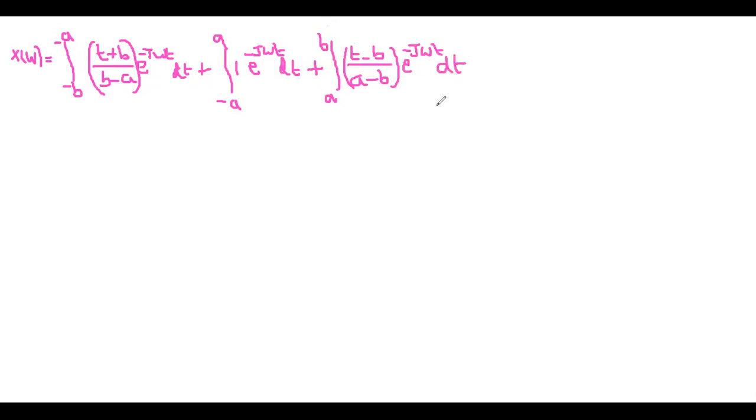Okay, my dear students. These are the actual Fourier transformation of the signal x of t, when the range is minus b to minus a, (t plus b) by (b minus a), and minus a to a is 1, and a to b is (t minus b) by (a minus b). It is only a simple simplification. Yesterday we did something wrong in the simplification.